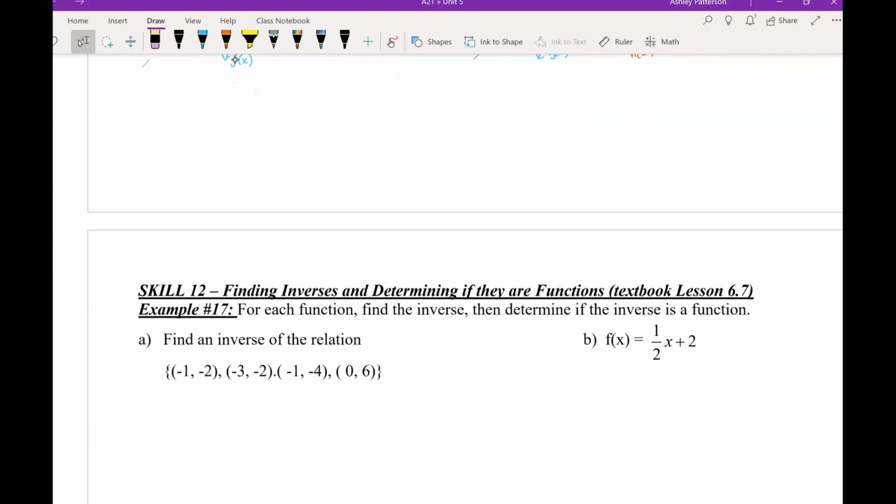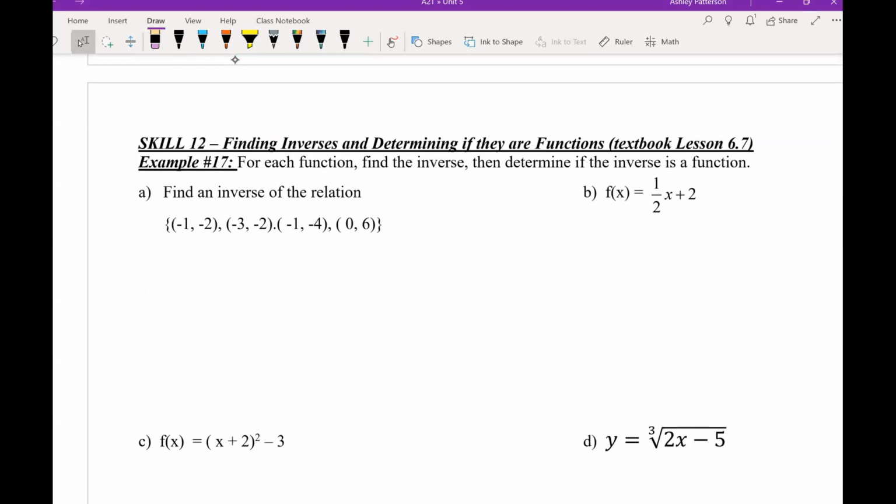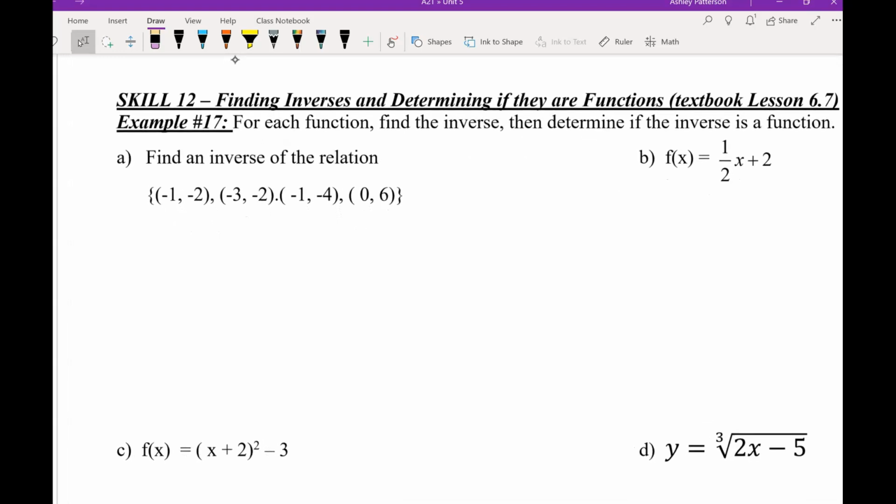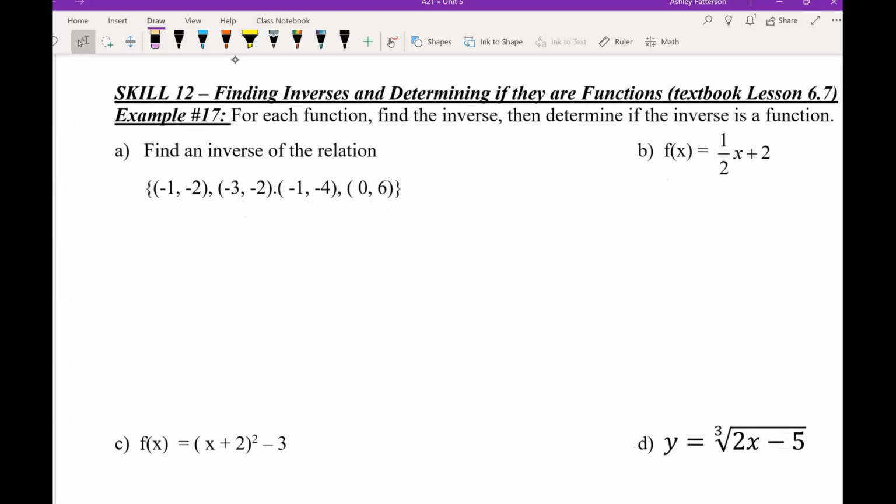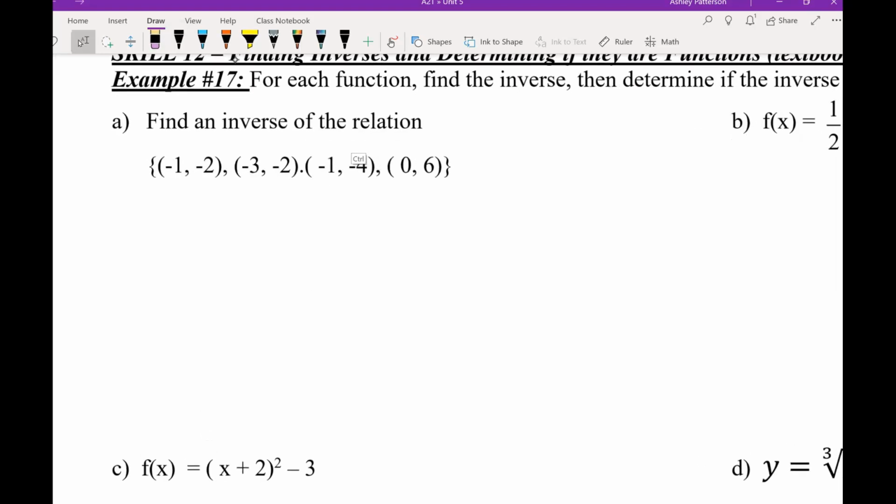Well done. So let's find inverses and determine if they are functions. Remember, in a function, the x values do not repeat. Okay, so we're asked to find the inverse and determine if it's a function. For example A, we're given a relation. Now, if you need to write this down as a reminder, a relation is a set of points.